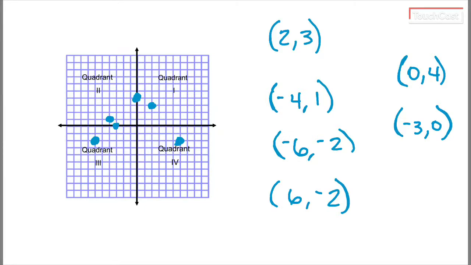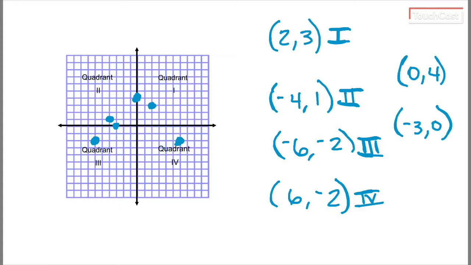Now, when you're asked to tell what quadrant an ordered pair is in, you have to decide which of the 4 quadrants it's in. So let's use these same 6 points. 2, 3, that is in quadrant 1. -4, 1, that is in quadrant 2. -6, -2, that is in quadrant 3. 6, -2 is in quadrant 4.